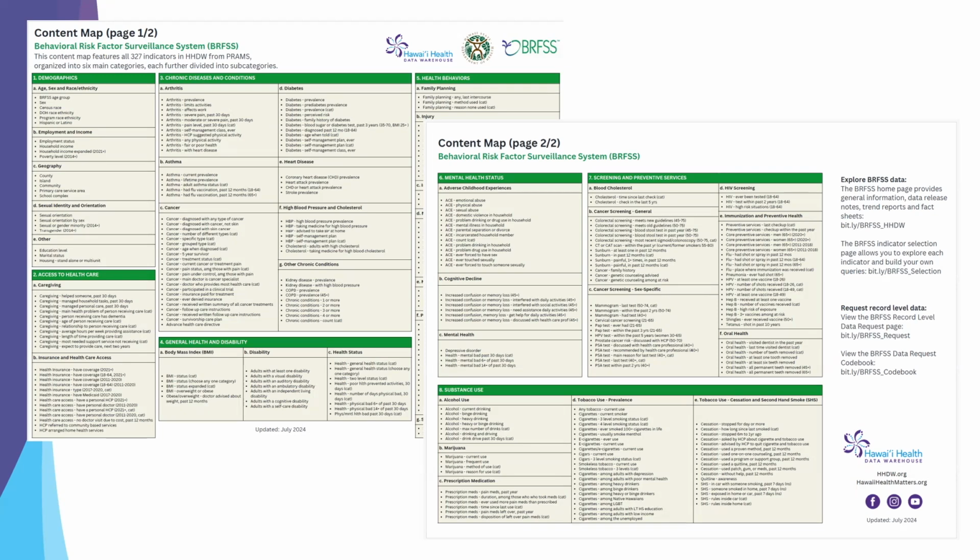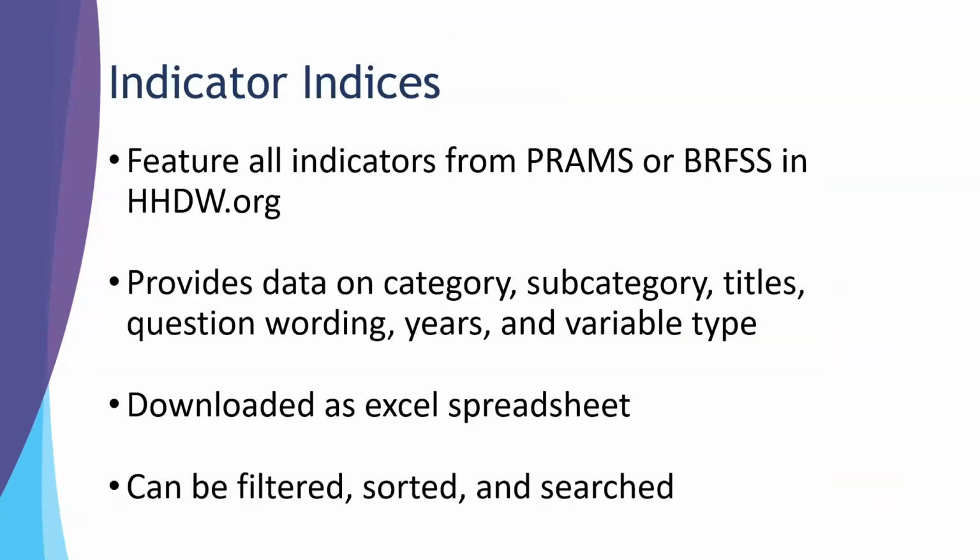Before we jump on and take a look at them, let's just talk about the indicator indices. So these also feature all the indicators from BRFSS or PRAMS currently in HHDW. And just like on the content maps, they're organized into the categories and subcategories seen in hhdw.org. However, this document will also provide you with the indicator selection title, the full title, the question wording, the years when data is available, and the variable type. So for example, variables can be yes, no, or categorical. And the indicator index is actually downloaded as an Excel spreadsheet, and as such, it can be filtered, sorted, and searched to help you find exactly what you're looking for.